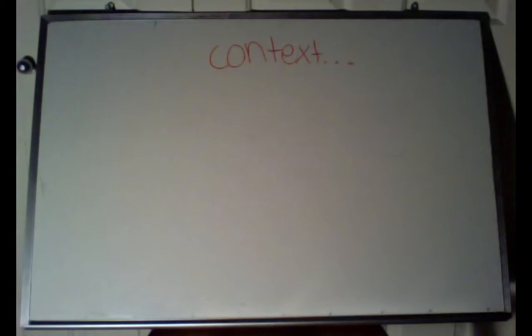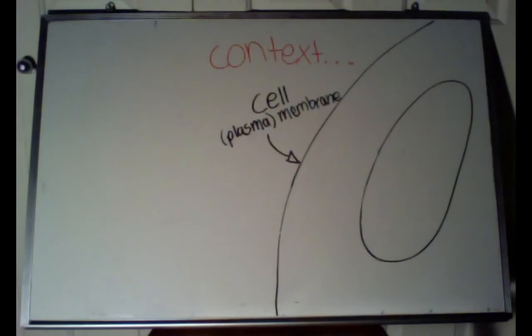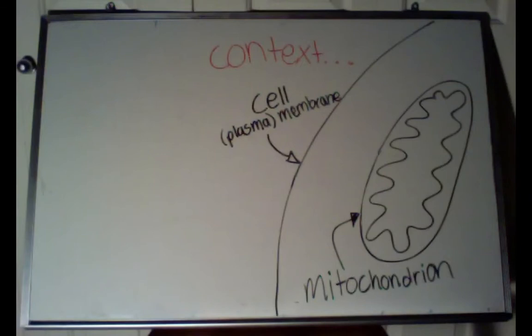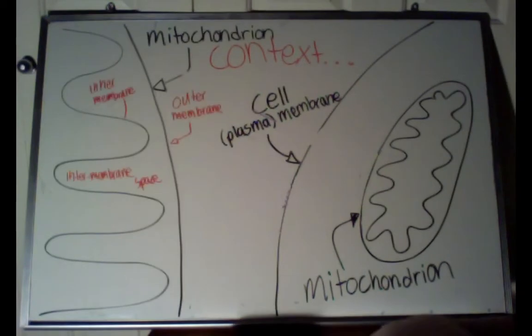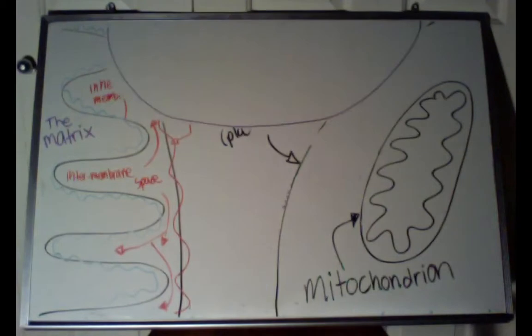So let's start with some context. This here is a person, but it isn't actually. This is a cell. So here we have our cell, or plasma membrane, and in here is a mitochondrion, grossly enlarged. But just for the heck of it, let's enlarge it a little bit more. So we have our outer membrane, our inner membrane, and our intermembrane space. And these are all very important elements to the mitochondrion, as well as something known as the matrix, which is inside of both of these membranes.